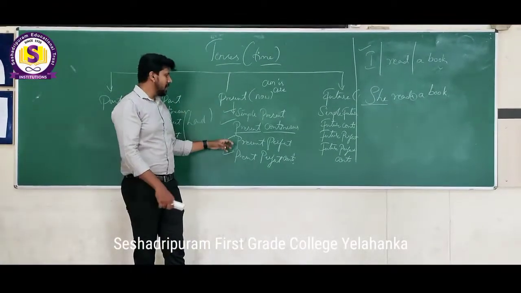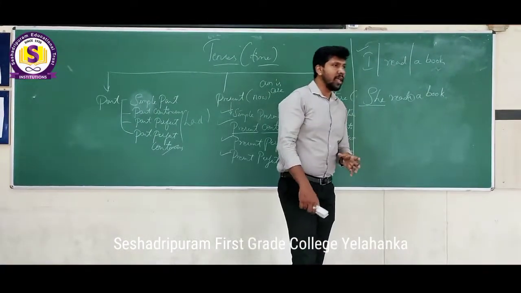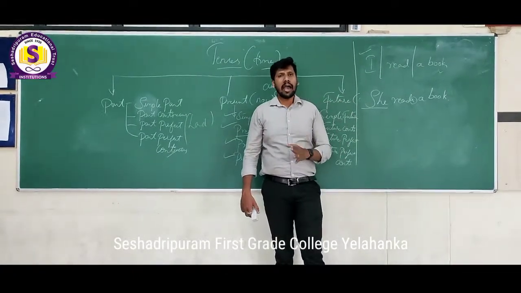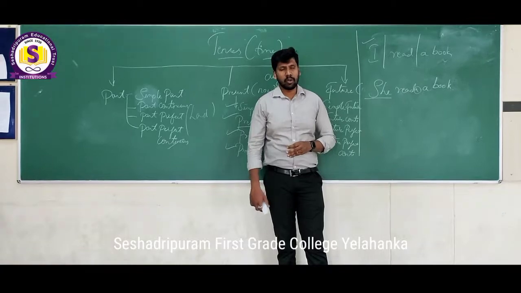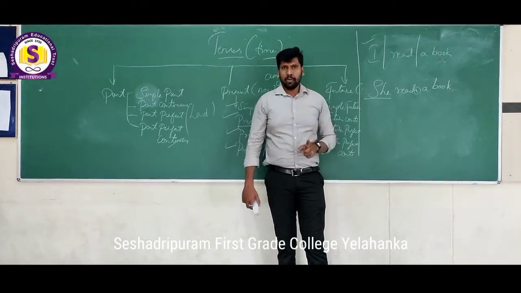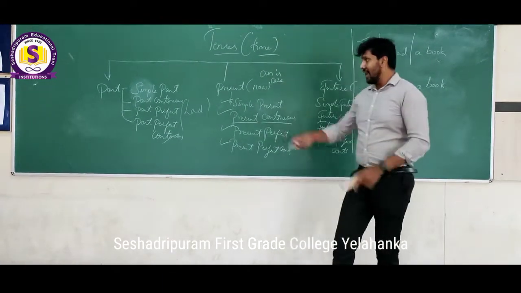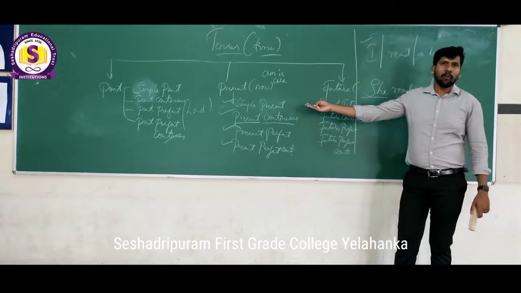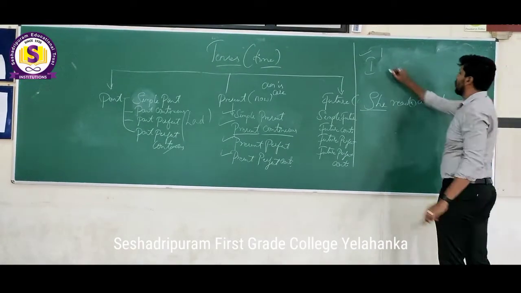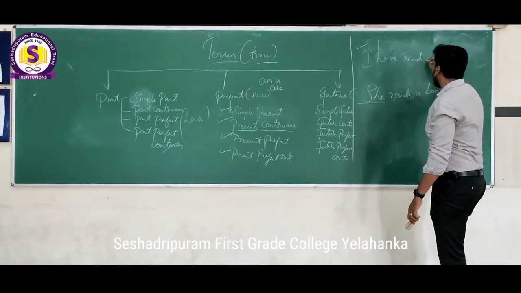The next form is present perfect. The action is in a perfect form, in a perfect way. The formula for this is subject, helping verb, that is has or have, and the next is main verb, which will take the V3 form. What is V3? Past participle form. Okay, and the next form is followed by an object. I have read a book.